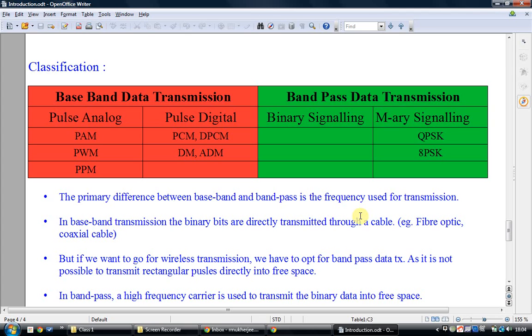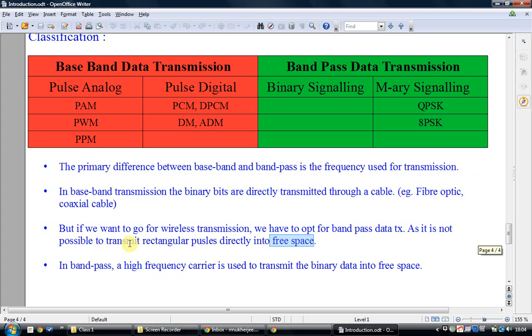While in the bandpass data transmission, the binary bits are mounted on a high frequency carrier, and then that carrier is sent through space. In other words, if we want to go for wireless transmission, we have to opt for this bandpass data transmission. It is not possible to transmit these rectangular pulses directly into space. In bandpass transmission, a high frequency carrier is used to transmit the binary data into free space.